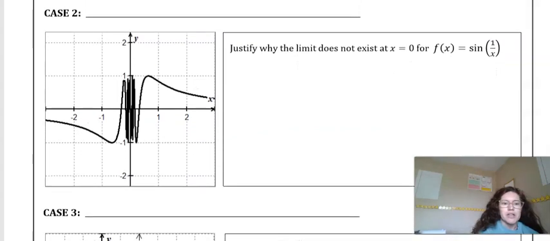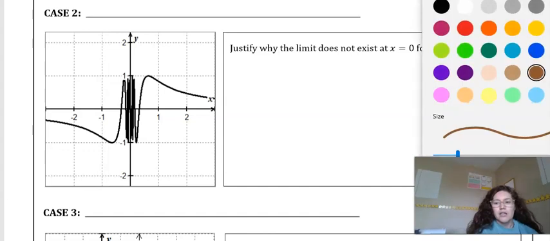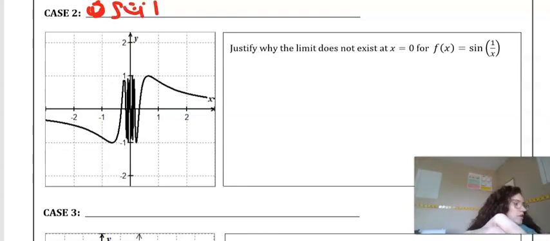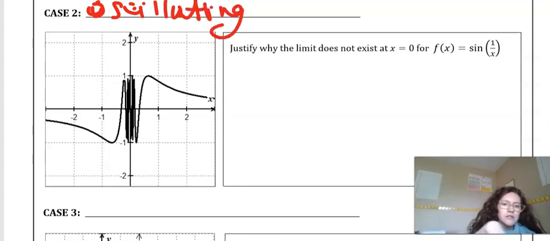Ooh, look at that pretty situation. Okay. This is what's called oscillating. Now, if you look at this and you go, okay, I don't know what's happening there. As I get closer, it looks like it's going to 0. It might be, I don't know.